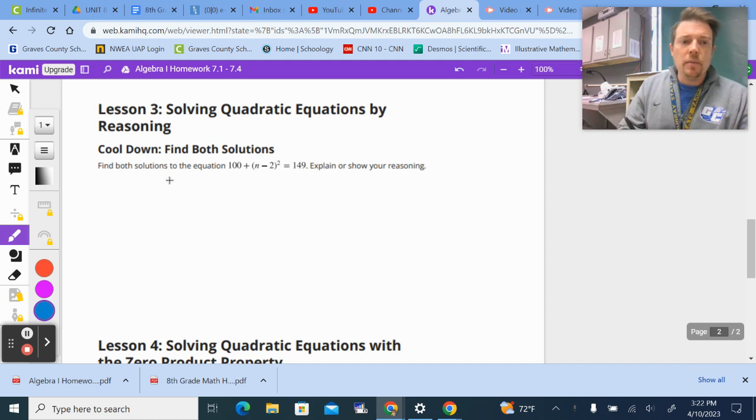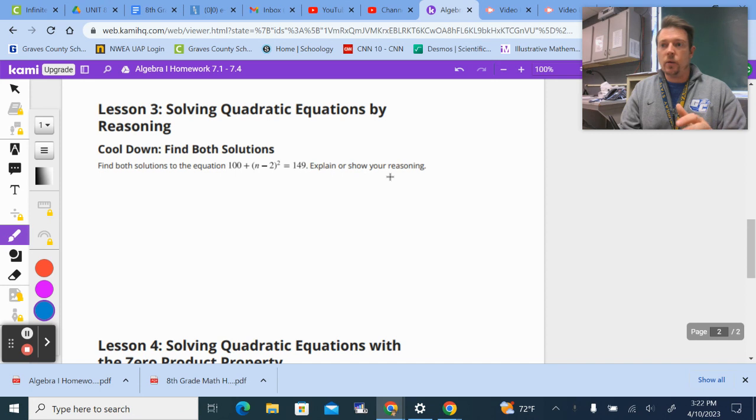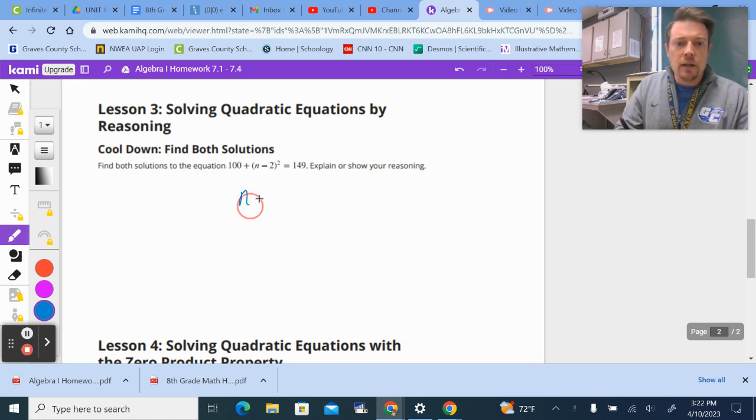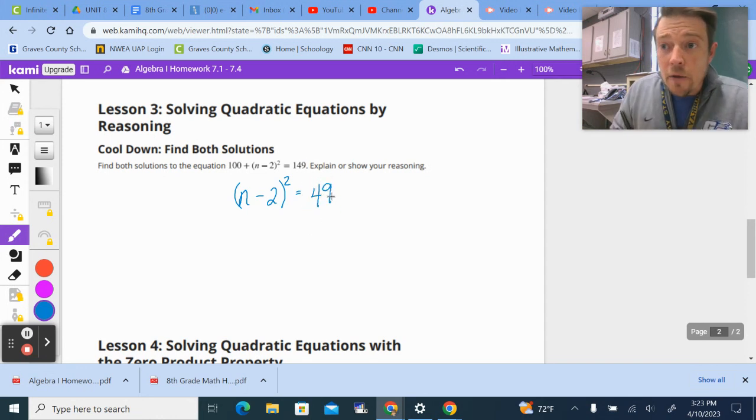Okay, and so when I'm looking at this one and I'm trying to get it where I can reason through it in a way that makes sense, I really want to get this 100 out of the way. So what I would do is subtract 100 from both sides, and I would get this. The reason I like that 100 out of the way is because it gives me a perfect square on the other side.